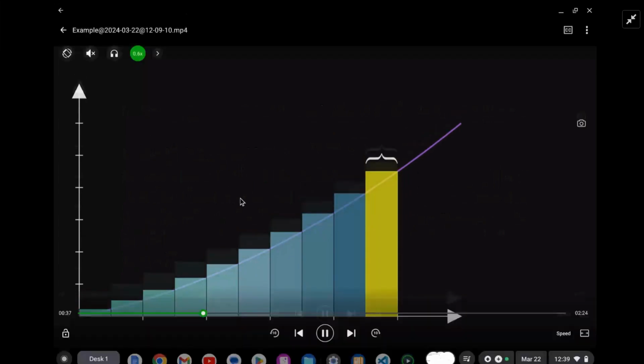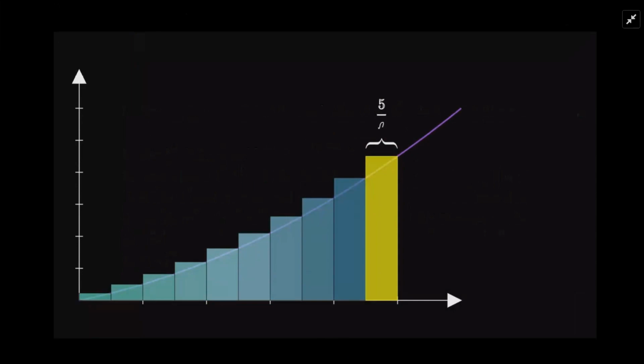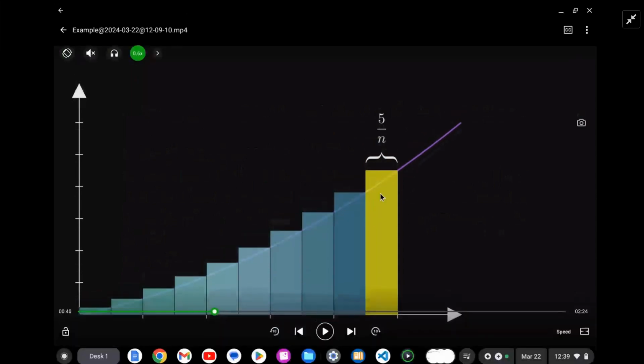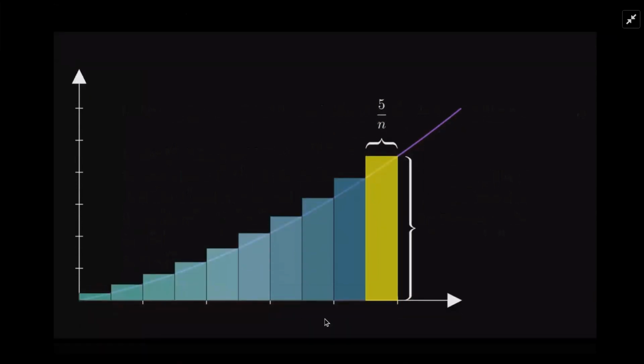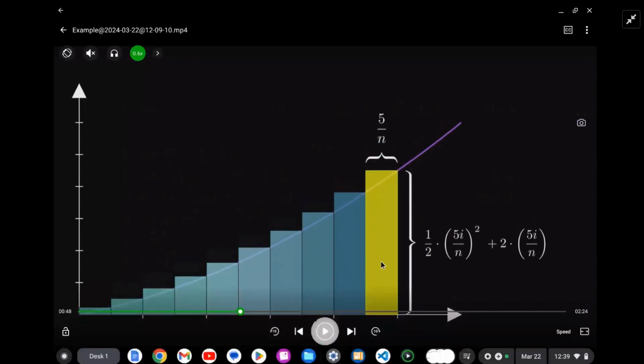The width of the rectangle is here. The length of the interval is 5 because it's 0 to 5. If I divide by the number of rectangles, which is n, I have the width of each rectangle. The height of the rectangle is going to be the value of the function at the right edge.